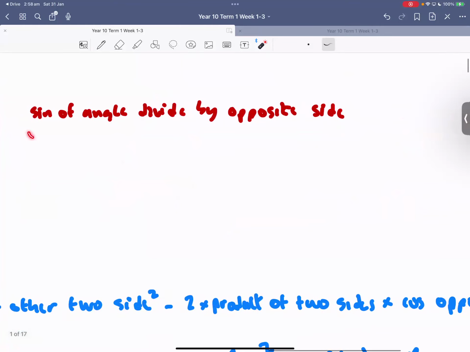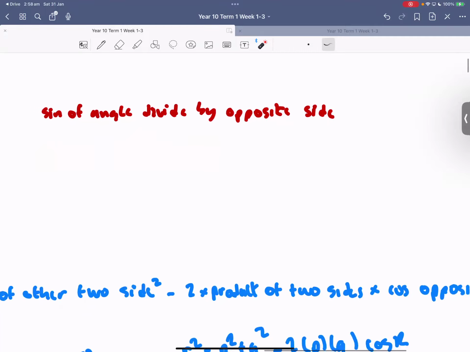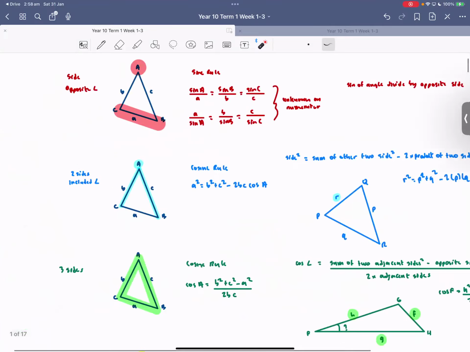The English version of the rule is sine of the angle divided by the opposite side. It's a pretty easy rule to remember. I prefer the English rule actually. Sine of the angle divided by the opposite side. Can't mess that one up. It's the other next few that are a little bit trickier to remember, but that one's actually a pretty easy one to remember. Alrighty. Next rule.